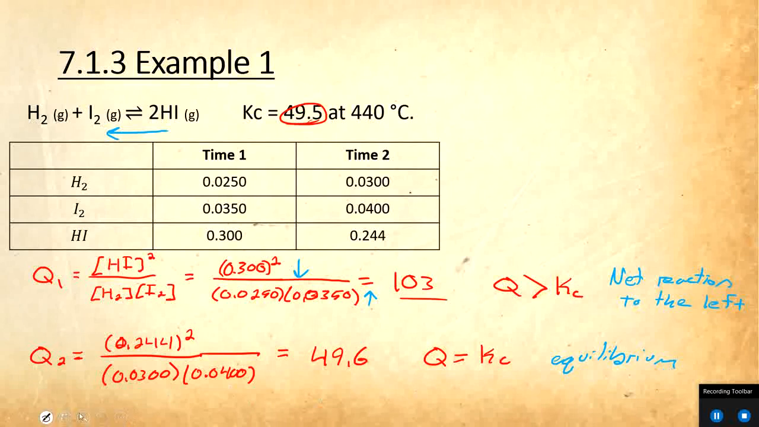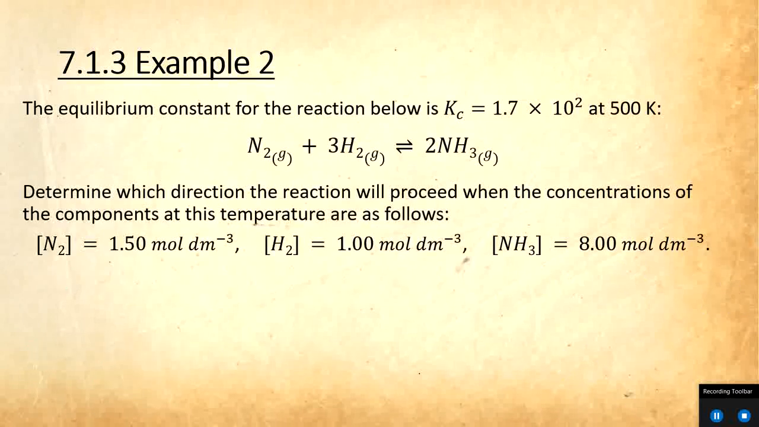Okay, so that's how we calculate Q and how we can use Q to compare it to Kc to see where a reaction is. Let's take a look, just for practice, at one more example. So in this one, we have a reaction with a Kc of 1.7 times 10 to the 2 at 500 K. So this is the Haber process we're looking at here. We'll study this more later. But nitrogen plus hydrogen to produce ammonia. Determine what direction the reaction will proceed given these following concentrations.